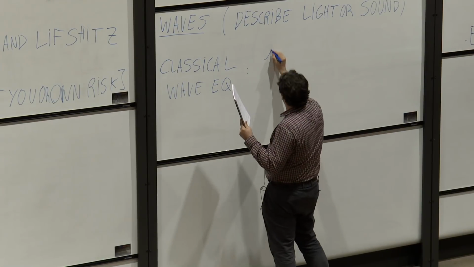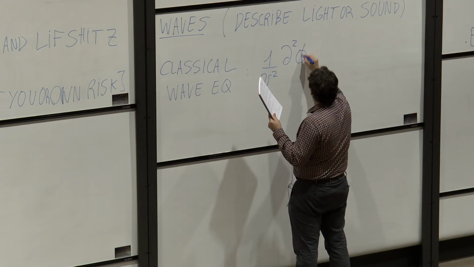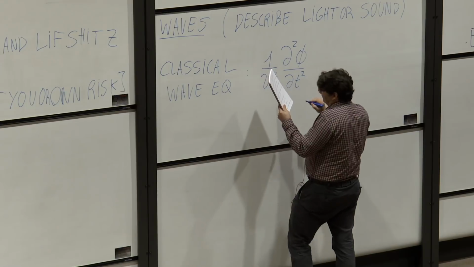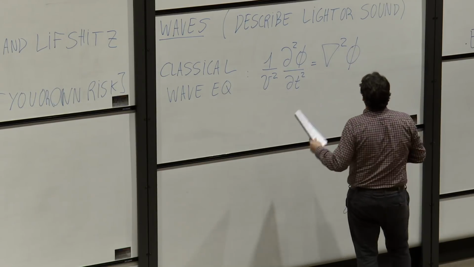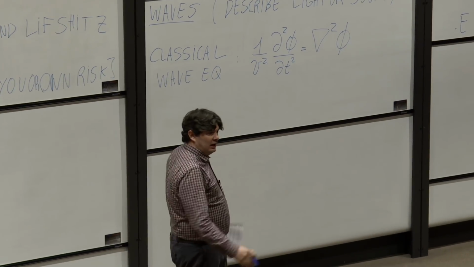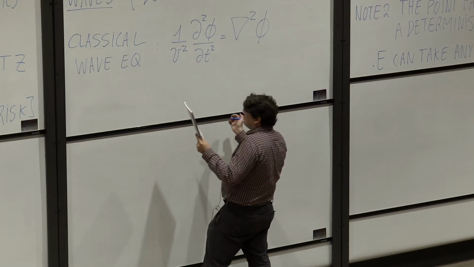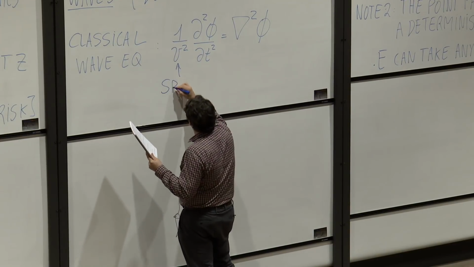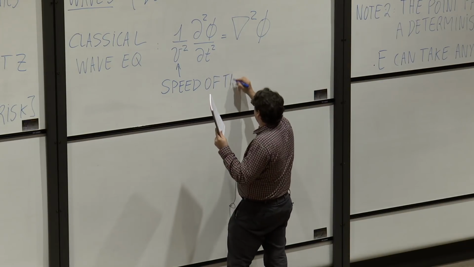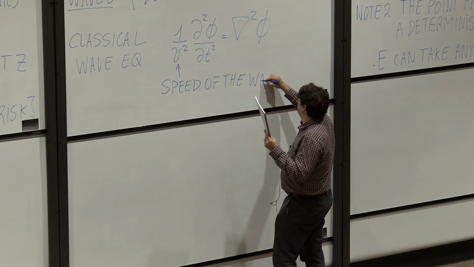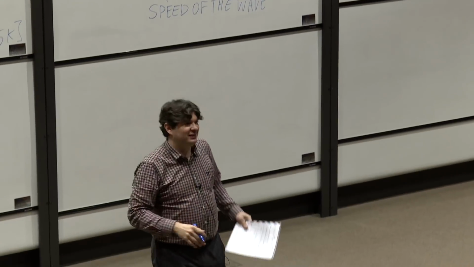and this is just 1 over v squared, the second derivative of phi with respect to t squared, is equal to the Laplacian acting on phi. And in this equation, you have seen this with the strings in Fourier, for instance. This v here is the speed of the wave, okay? So you have seen this in Fourier, right? In the partial differential equations course.